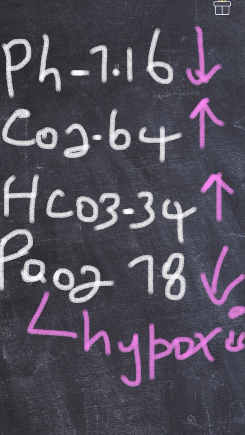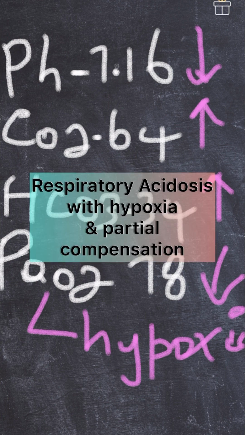In order to be considered fully compensated, we would have to have a normal pH. In this case, we don't. However, we have abnormal bicarb values. The patient is also hypoxic. So the answer to this question will be respiratory acidosis with hypoxia and partial compensation.